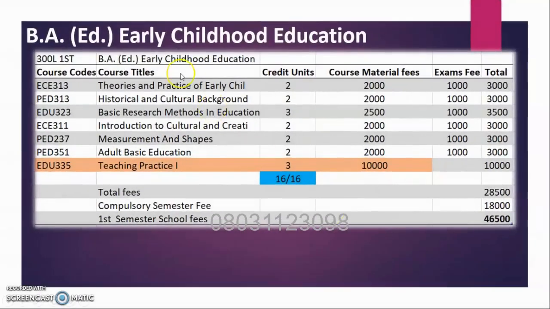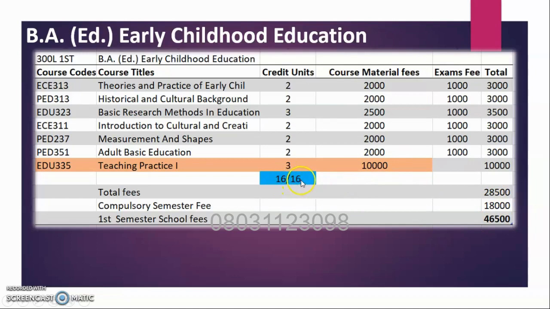Then we go to 300 level first semester, and these are your courses, including teaching practice, with a 10,000 supervision fee. You don't register it for exams because it's not examinable. You can say 3 units course here is 2,500. So you sum this up the same way and you will be getting 46,500 as your 300 level first semester fee.